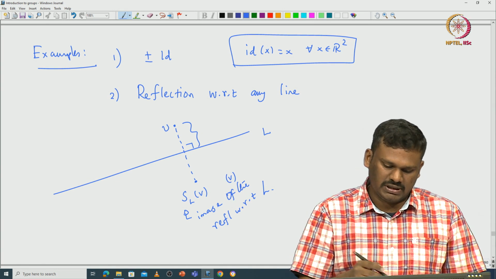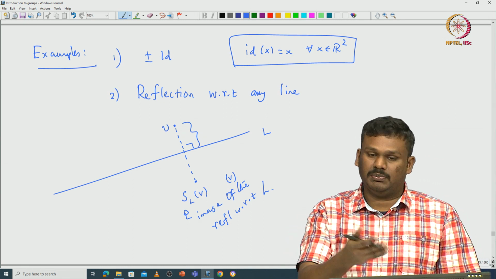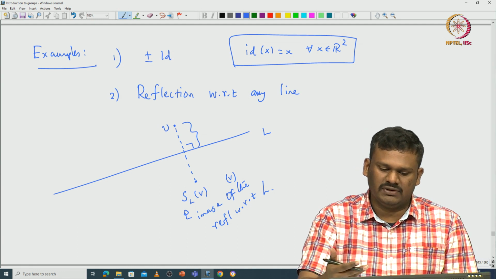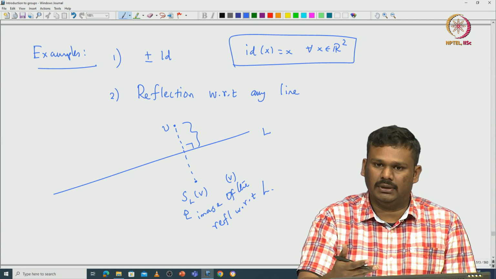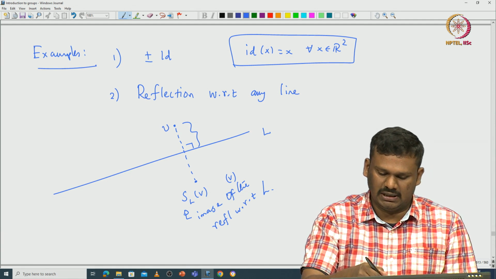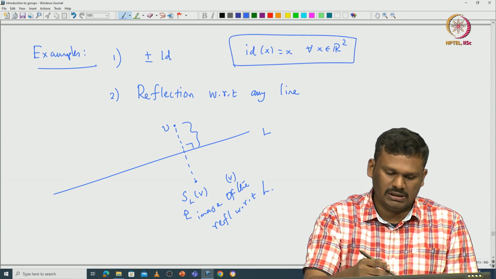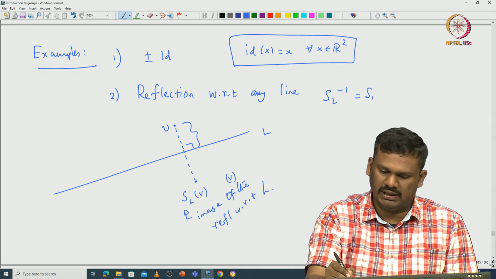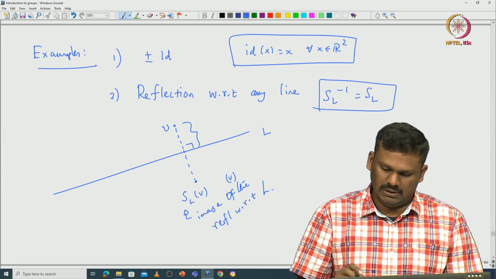So, it is now very clear that, given this reflection, it must be injective as well as surjective. And the inverse of this reflection is itself, because this is an order 2 element. If you reflect V to SL of V, then if you reflect it back, you will get V. So, SL inverse is nothing but SL. So, this is an isometry which is invertible.